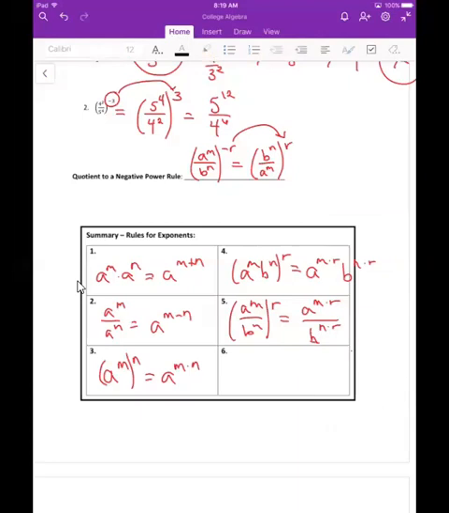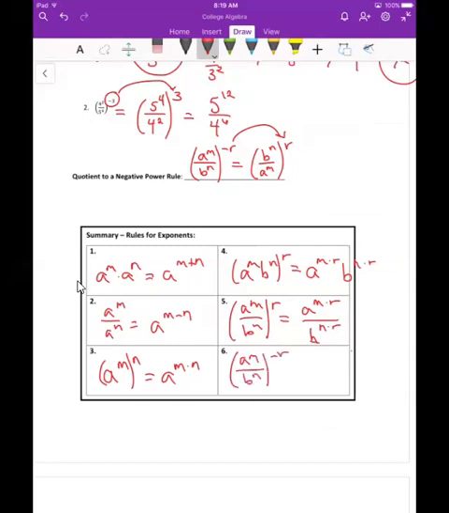Okay, so we distribute that quotient rule there. And then finally, almost the same thing, but a very helpful rule: if we have that negative exponent on the outside, just the one we see right above there, we can flip the fraction on the inside and make that power positive to then apply rule number 5.